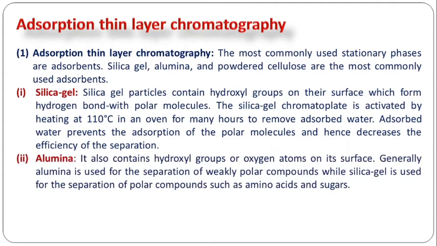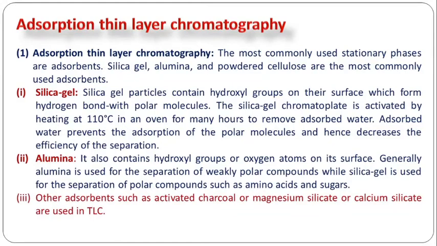Second stationary phase is alumina. It contains hydroxyl groups again, or oxygen atoms, on the surface. Generally, alumina is used for the separation of weakly polar compounds, while silica gel is used for the separation of polar compounds such as amino acids and sugars. So this is the particular use for alumina, but generally nowadays we are using silica gel TLC only. Only in exceptional cases are we going for other solid adsorbents.